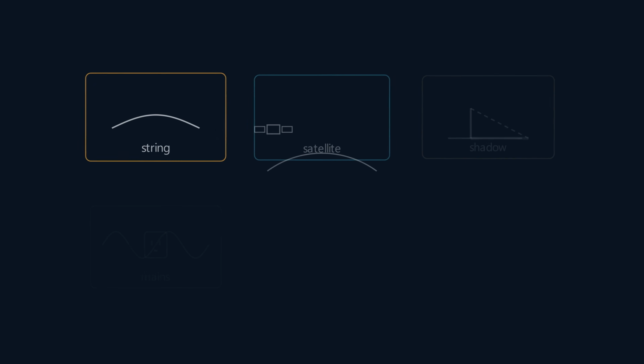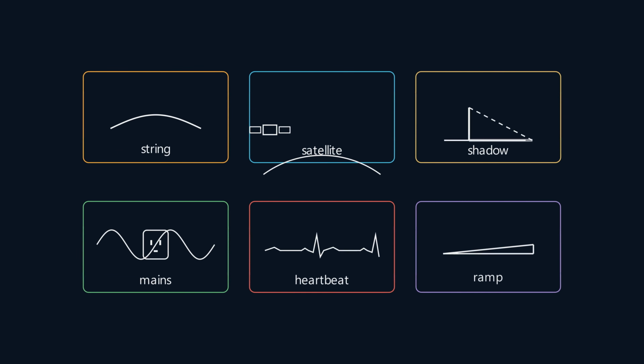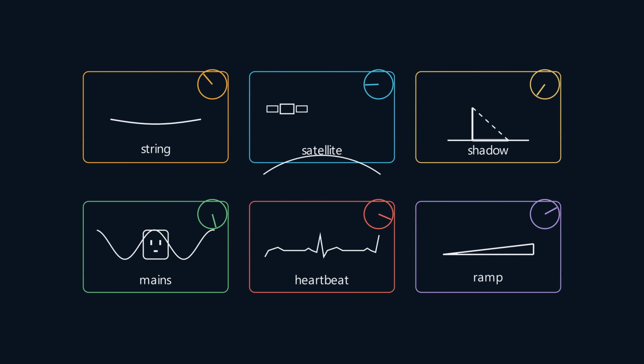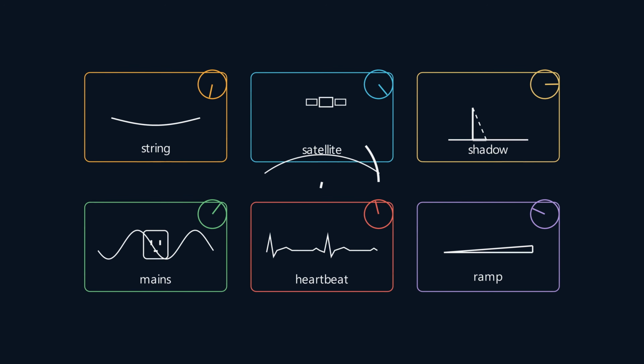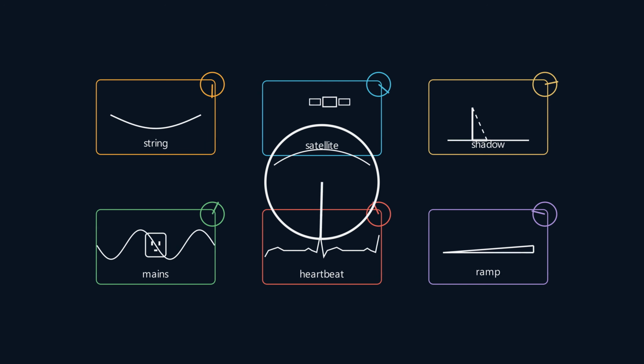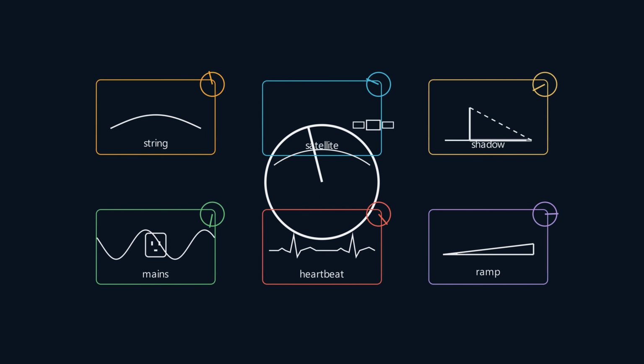So, the guitar string, the satellite, the shadow, the socket, the heartbeat, and the ramp. 6 strangers at the start. Every one of them is a point going round a circle, and sine and cosine are just the two numbers that say where it is.